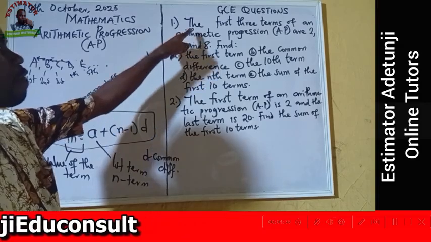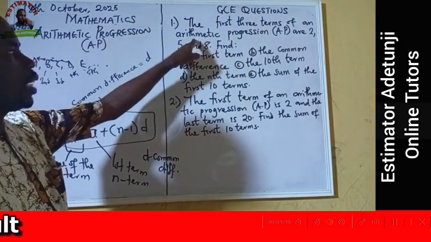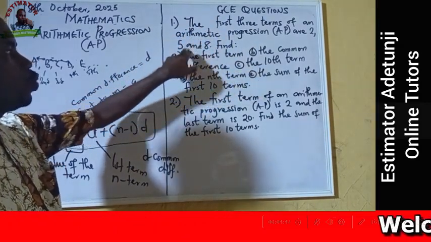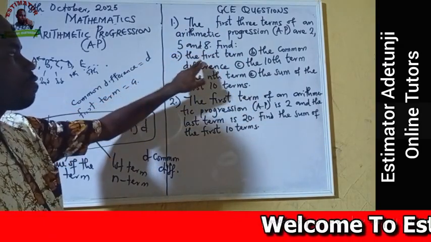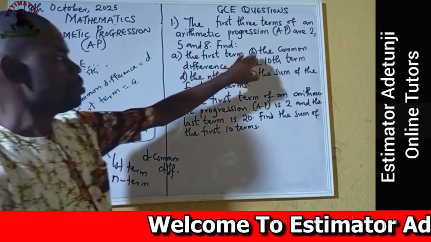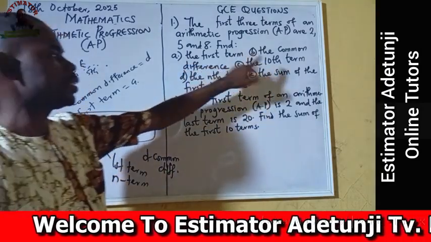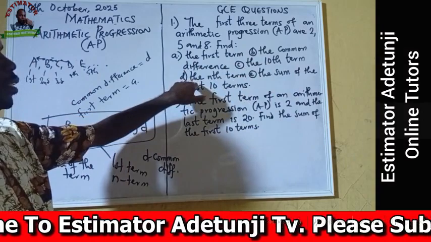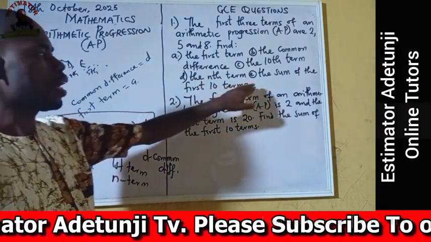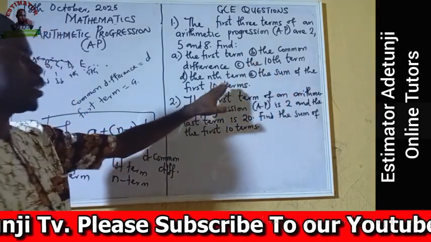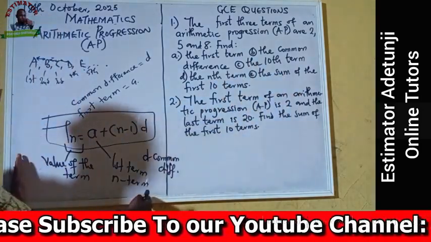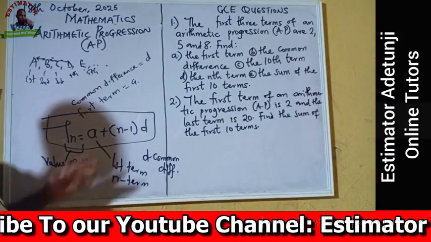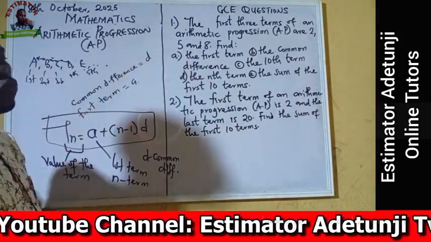It said, the first 3 terms of an arithmetic progression AP are 2, 5, and 8. Find A, the first term. B, the common difference. C, the 10th term. D, the nth term. And E, the sum of the first terms. I have not talked about the sum now, but based on what we have discussed, we can answer the first 4 questions.